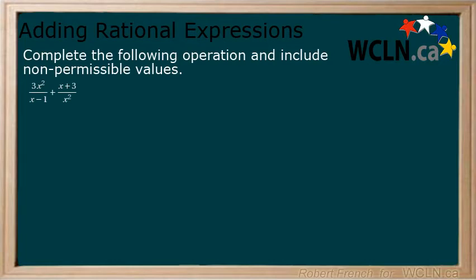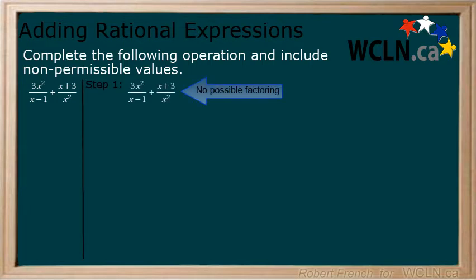Complete the following operation. Include non-permissible values with your answer. Step 1. We see that no factoring can occur, so we can move on to Step 2. From the 2 expressions, we have non-permissible values of 1 and 0. Step 3. Find a common denominator.